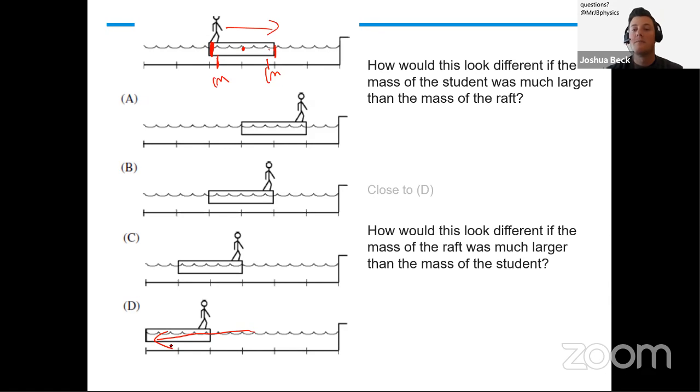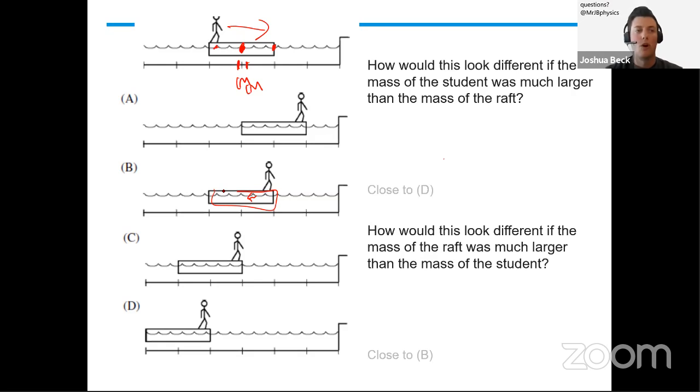How would this look different if the mass of the raft was much larger? Well, if the mass of the raft was much larger, we'd have the person's mass and the mass of the raft, so it's going to keep the center of mass really close to the center. As the person moves over to here, the center of mass is still basically right at the center, maybe moving just a tad. So we only need the raft to move just a little bit, just to keep this thing balanced out. So we're going to look more like example B.